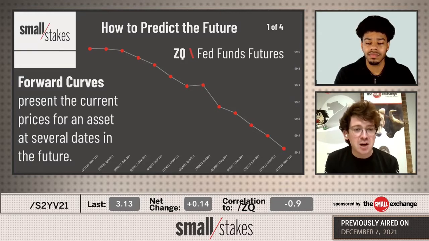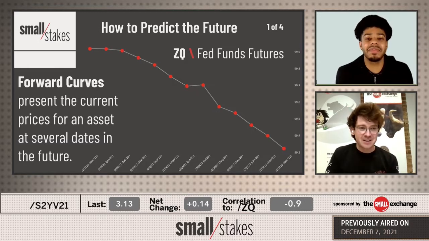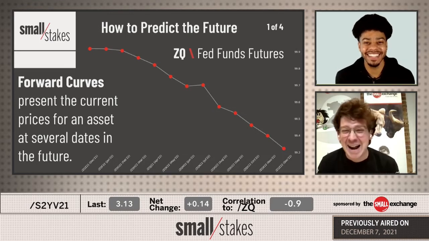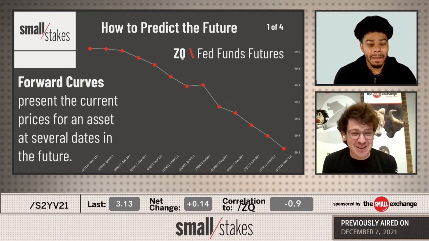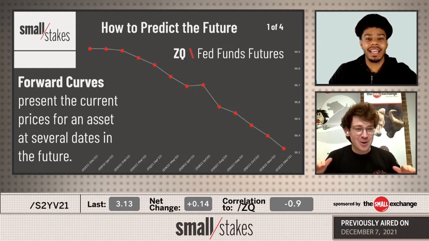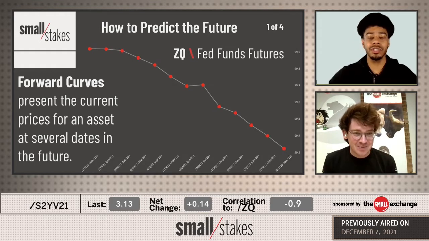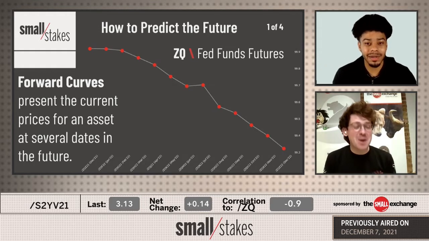Now, this is a forward curve, Errol, and I don't know if you've come across this term before. It's pretty much exclusive to futures, and it presents the current prices for an asset at several dates in the future. So what does that even mean, Frank? It's one of those definitions that you have to read a million times to understand. I tried to word it in the most colloquial way. How do you have current and future in the same sentence? That's what's beautiful about this, my friend.